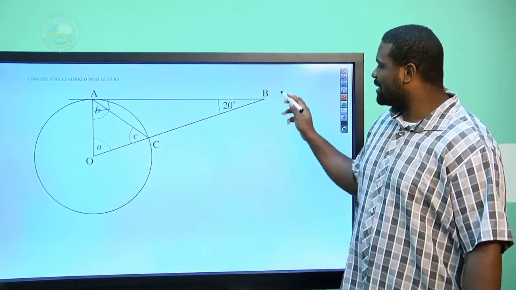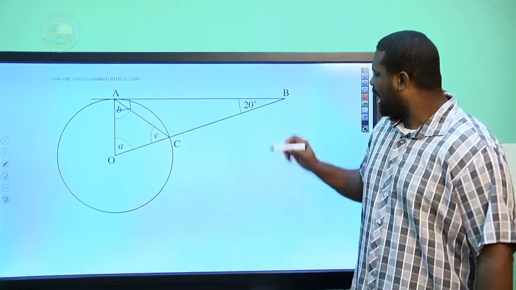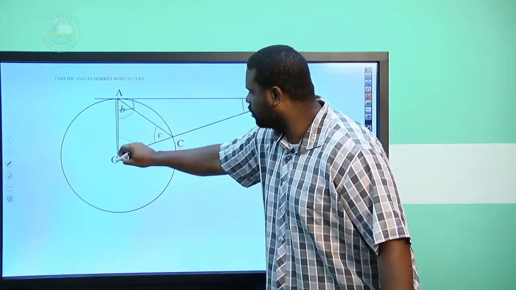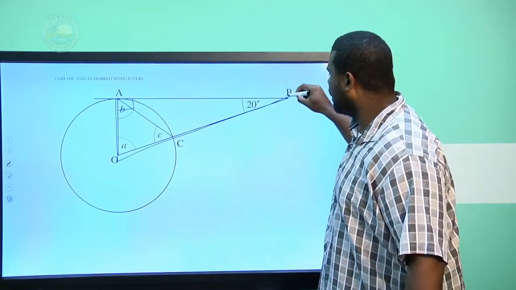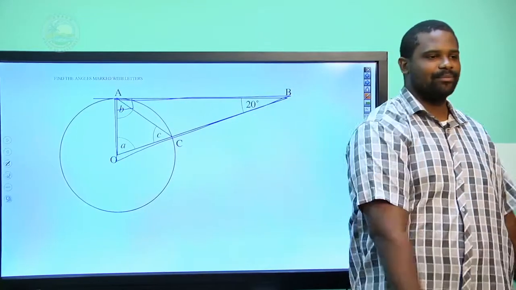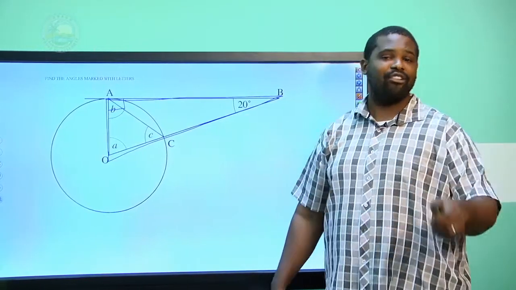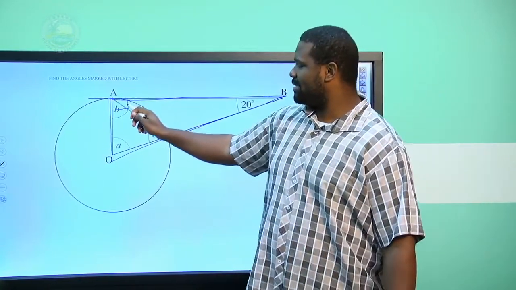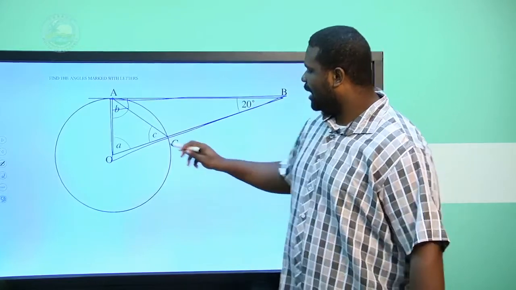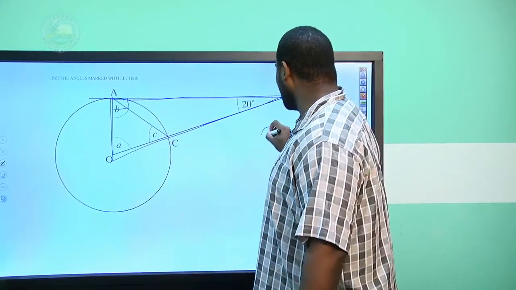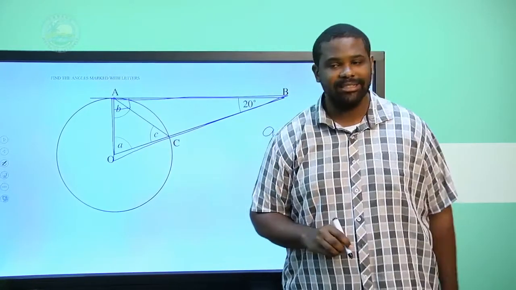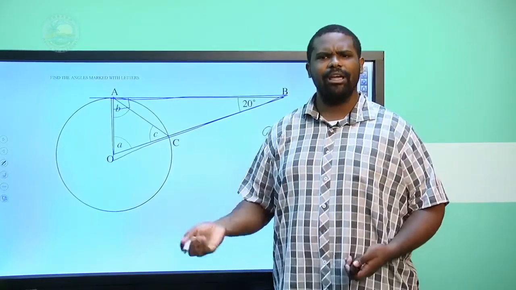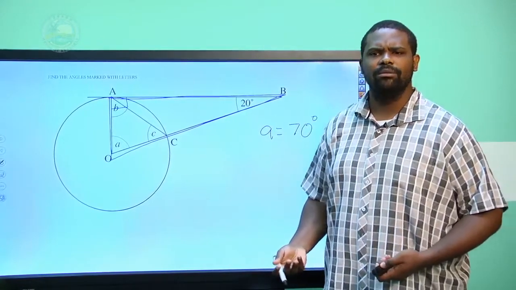So if the angle between the tangent and the radius is 90 degrees, let's look at this triangle, going from A to O, O to B, and then B to A. The sum of the interior angles of a triangle is equal to 180 degrees. So if here is 90 and here is 20, it means that this angle, angle A, must be the remaining, which is 70 degrees.